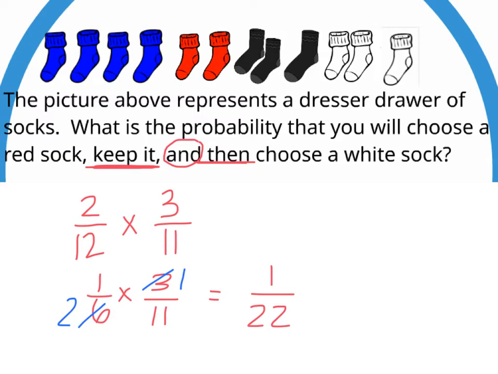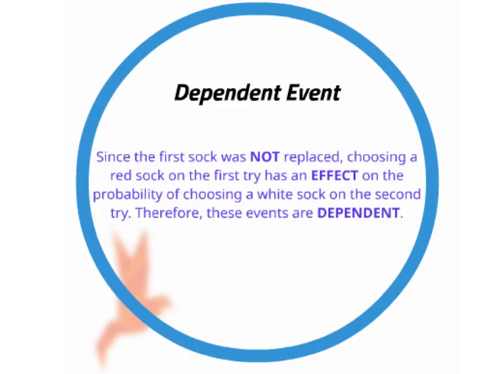Now, if you go back and compare this to the exact same example from yesterday, where it was the same one except we did not keep the red sock, that probability was 1 out of 24. This probability has now changed because I kept the red sock and did not put it back. It changed my total to 11 now, and so there is more of a chance of getting a white sock out of 11 socks than it would have been out of 12 socks. And that's what dependent probability is. Since the first sock was not replaced, choosing a red sock on the first try did affect the probability of choosing a sock on the second try. Therefore, these are dependent.